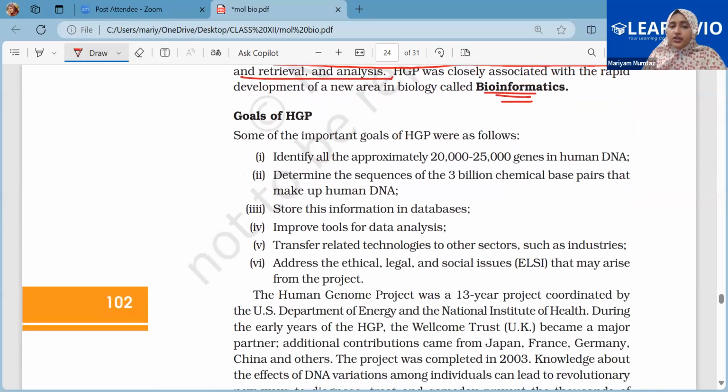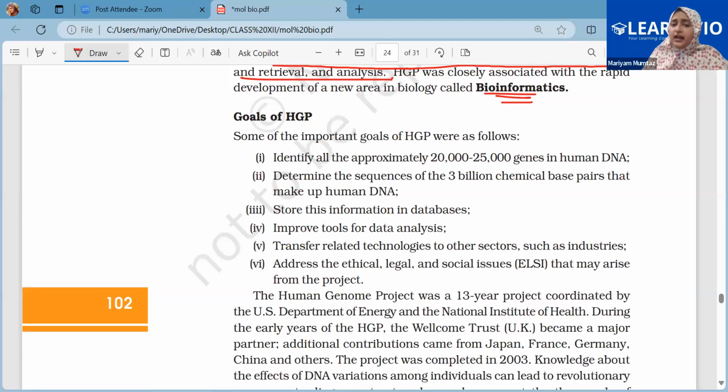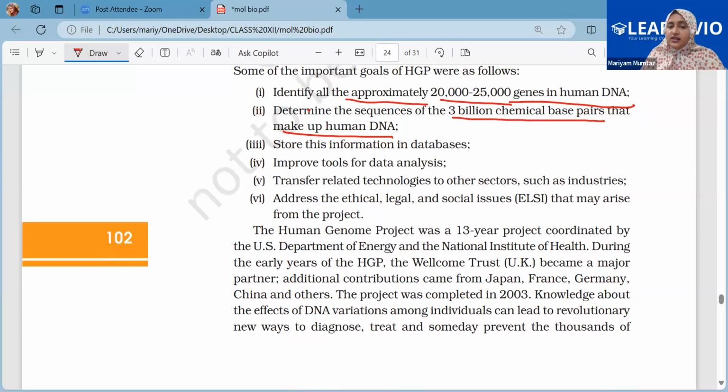What are the goals of this project? Identify all the approximately 20,000 to 25,000 genes in human DNA, determining the sequence of 3 billion chemical base pairs that make up the human DNA. Store this information in databases, improve tools for data analysis, transfer related technologies to sectors such as industries, and address the ethical, legal, and social issues, ELSI, that may arise from the project.